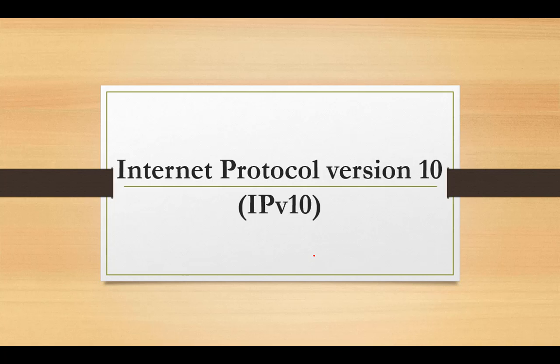IPv4 and IPv6 have address structures. IPv4 is a 32-bit address and IPv6 is a 128-bit address. IPv10 is a solution that will allow IPv4-only hosts to communicate with IPv6-only hosts and vice versa. That means IPv10 adds the capability to allow IPv4 and IPv6 to coexist in the same network and communicate efficiently.